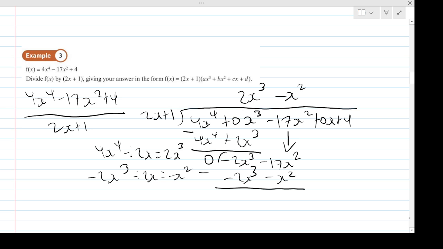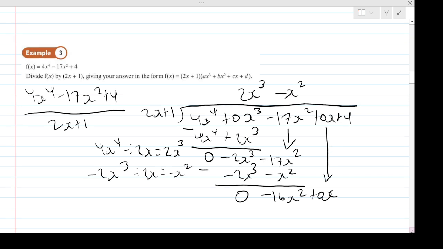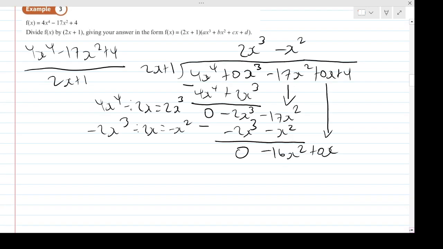So then I have minus 2x cubed, take away minus 2x cubed, that'd be, again, a double negative. So minus 2x cubed add 2x cubed would then be 0 there. Then I have minus 17x squared, take away minus x squared, so that'd be minus 17x squared, add x squared, double negative again, that'd be minus 16x squared there. Cool, and then we need to again bring this next term here, plus 0x. And then we repeat the same thing.